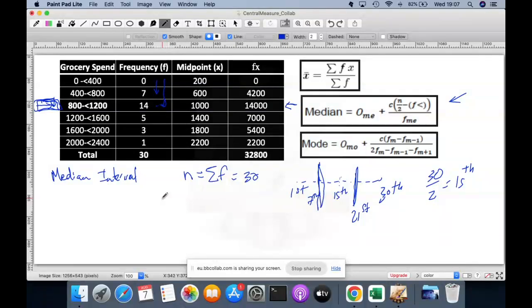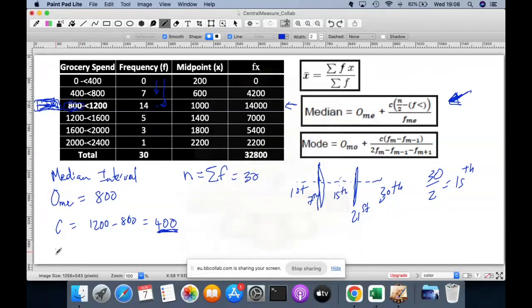It's this third interval. Now that you know that is the median interval, all the values in this formula, everything that you see here, are based on that interval. This first symbol, L subscript ME, by definition is the lower limit of that interval. If we look at this interval, the lower class bound is 800. That's the lowest the spending can be. The next symbol in the formula is C. C is the width of the class. All the classes have the same width. This interval goes from 800 to 1200, so the width is 1200 minus the lower limit, which is 400. That's your C.